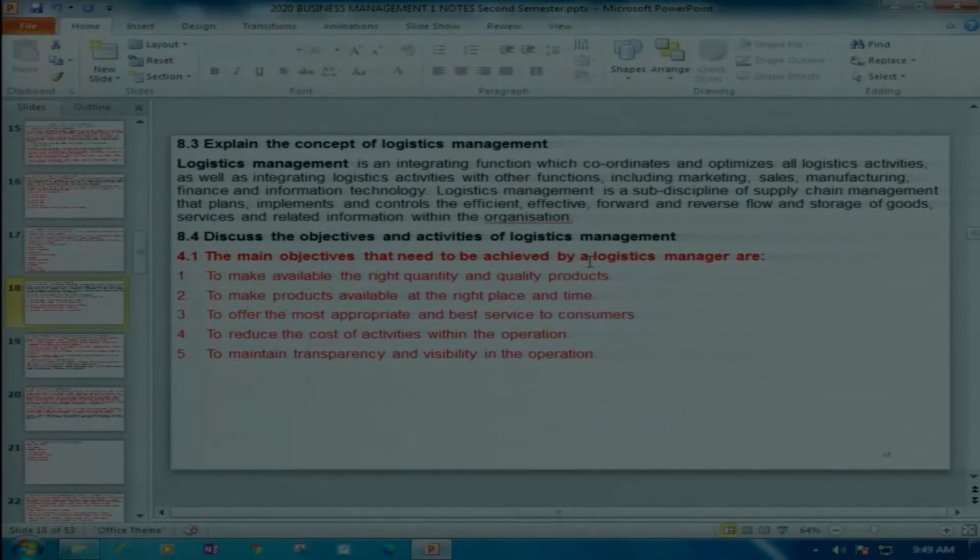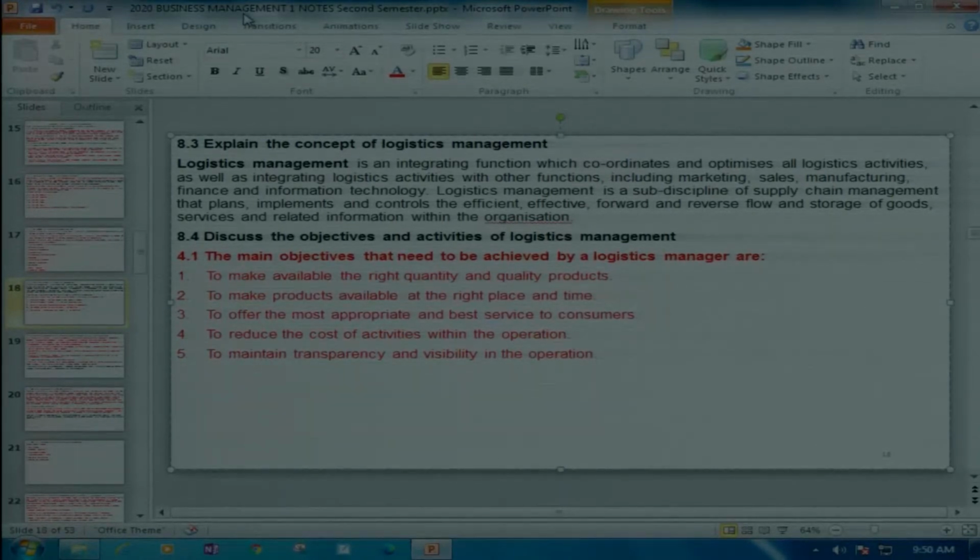Learning objective number 3: you must be able to explain the concept of logistics management. Logistics management is an integrating function which coordinates and optimizes all logistics activities, as well as integrating logistics activities with other functions, including marketing, sales, manufacturing, finance, and information technology.